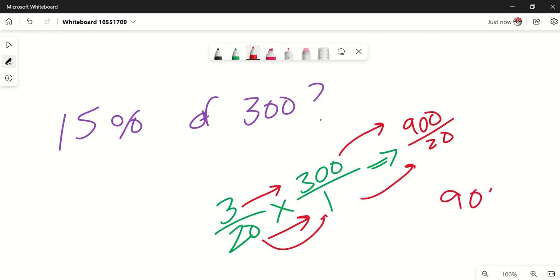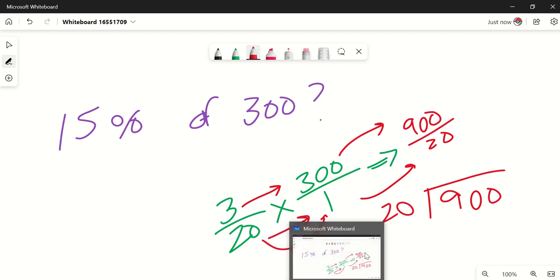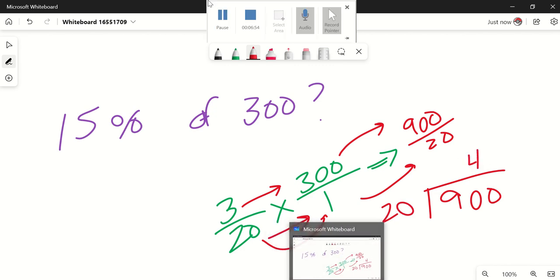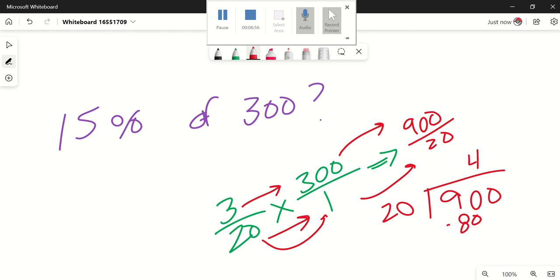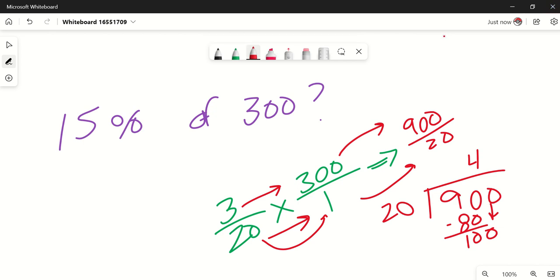And then I'd have to divide. 20 would go into 90 4 times. That would be 80. When I subtract it, I only have 10 left over. 20 cannot go into 10, bring down that extra 0. 20 would go into 100 5 times. That would be exactly 100. And there is my 45. So this is an easy way to find out a percentage of a number. Now, I probably lost you guys, so let's go back to our original problem.